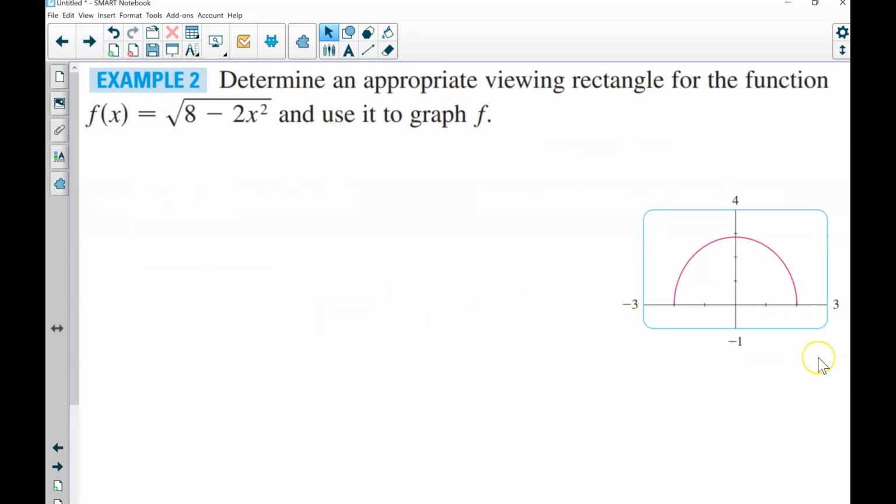So let's go ahead and take a look at this example here. So for example number 2, we want to determine an appropriate viewing rectangle for the following function. Okay, so the expression, we need to figure out what the domain of this function is first, in order for us to be able to then decide what our best viewing rectangle is.